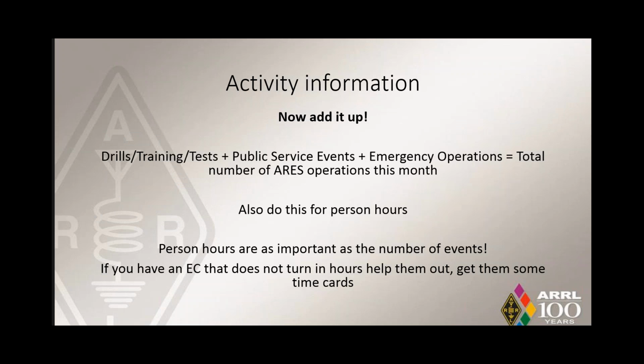Now add it up. So you add up the total for these 3 areas. That gives you the total number of ARES operations this month. Do the same for the person hours. Person hours are very, very important, as much so or more so than the total number of events. The events are, of course, important. That tells us how many activities ARES is participating in. But these person hours, this is where we calculate a dollar value on what ARES provides.